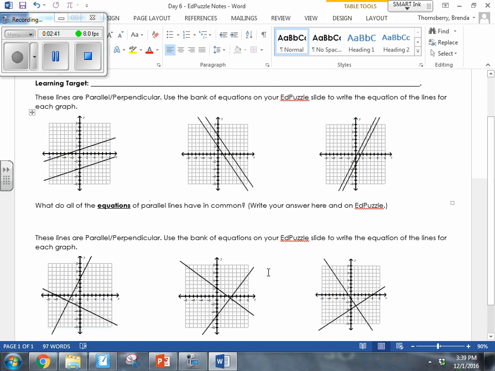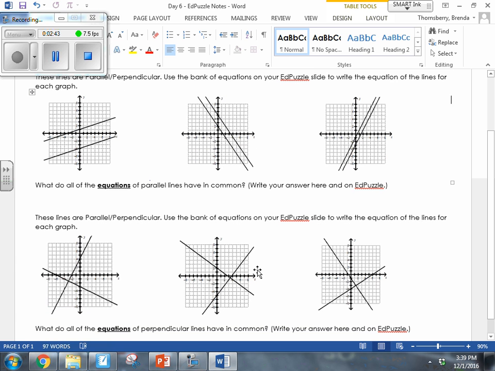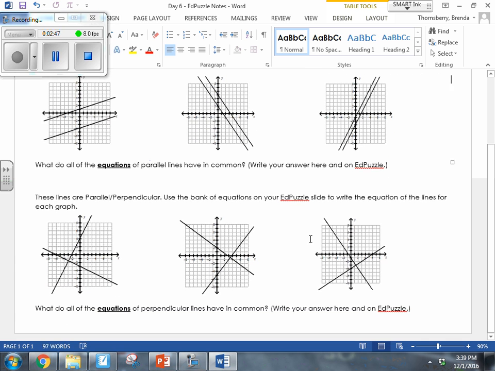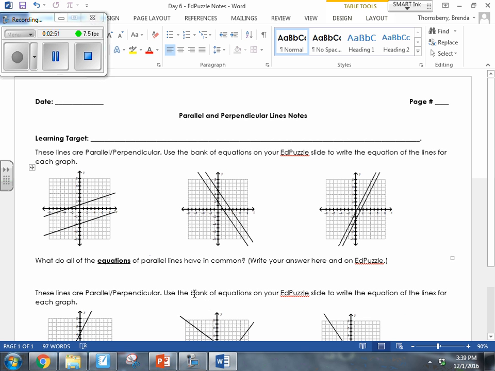And then the two questions are going to pop up on your screen, and I would like you to answer those on Edpuzzle and on your paper. So you're going to answer it twice. Answer it right here, and then you're going to answer it when it pops up on your screen on Edpuzzle. And once you've done that, you are finished for tonight.